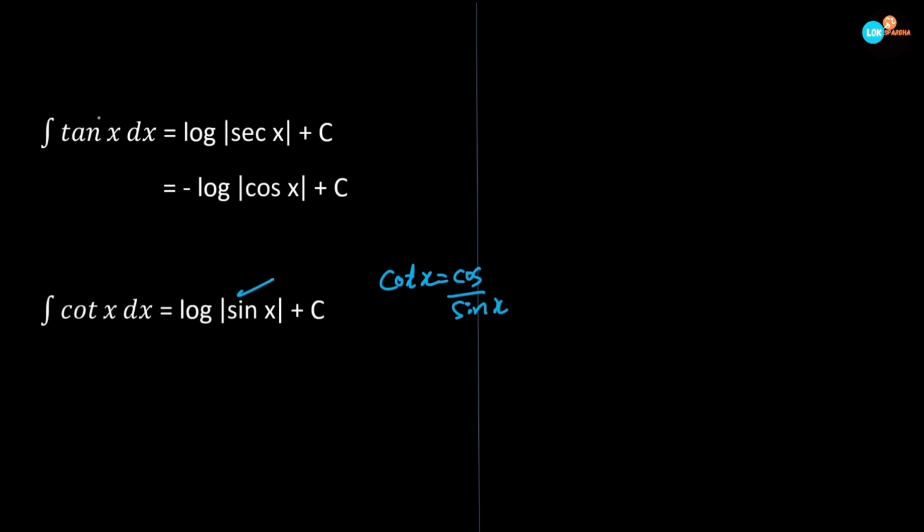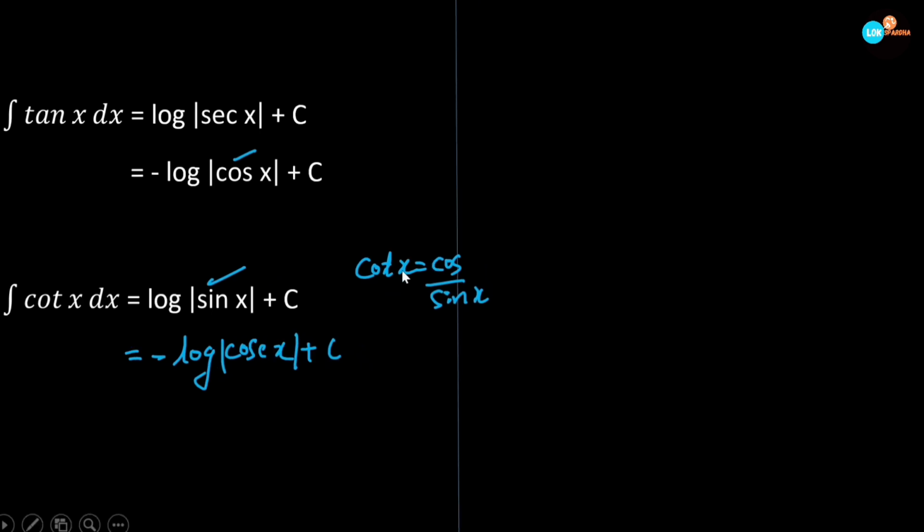But tan x is not like that. Tan x is sin divided by cos. That is why cos is here. And one more formula is there for this. That is equal to, as sin x is reciprocal of cosec x, so we can write it like this, minus log cosec x plus c. This is also a formula with mod, because log accepts only positive.